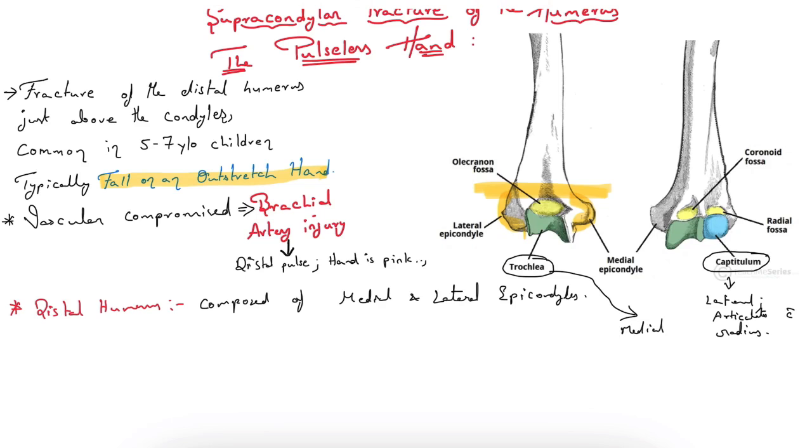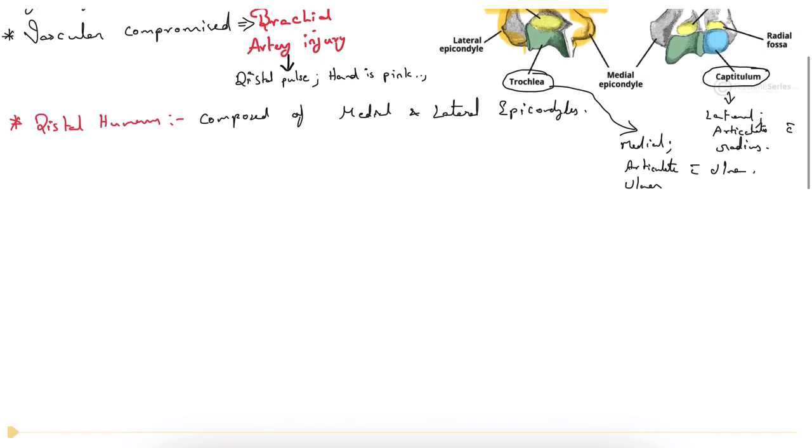These parts help give support to the radius and humerus. If you look at the trochlea, it is medial and it articulates with the ulna. The capitulum articulates with the radius, forming the radial joint, and the trochlea on the medial side of the humerus articulates with the ulna. This supracondylar region is the narrowest part of the humerus.